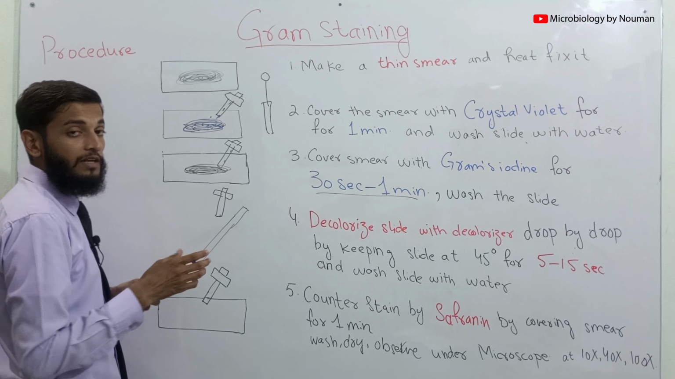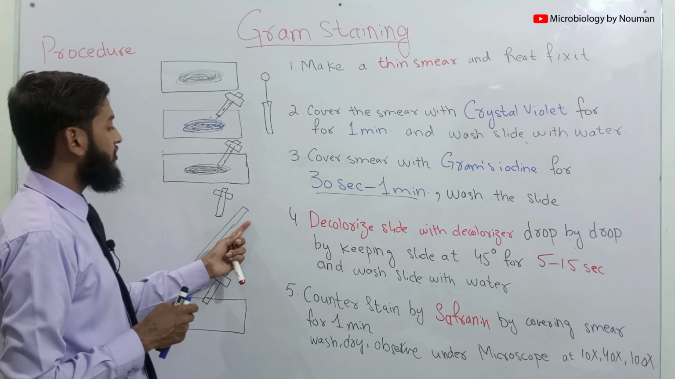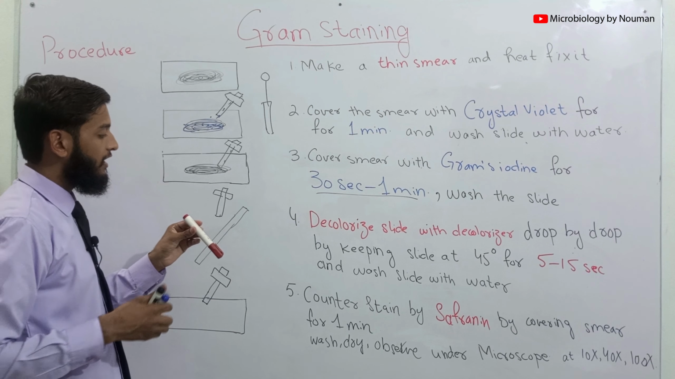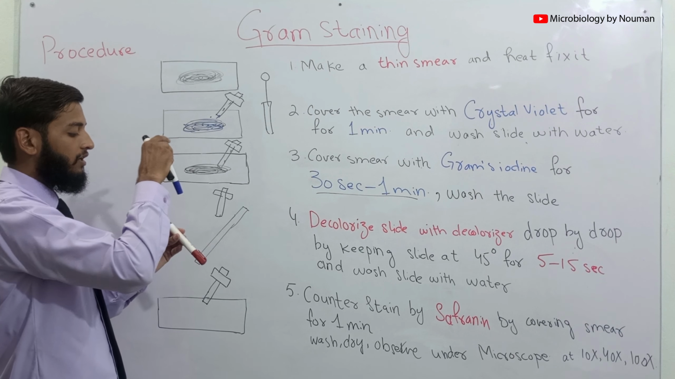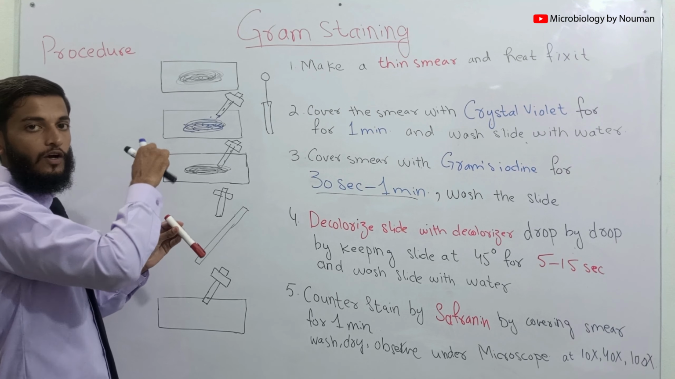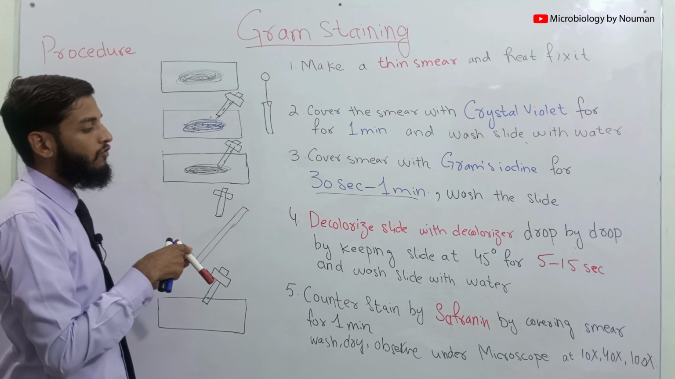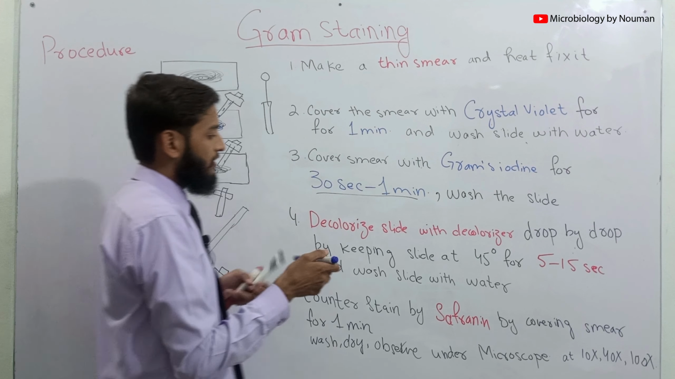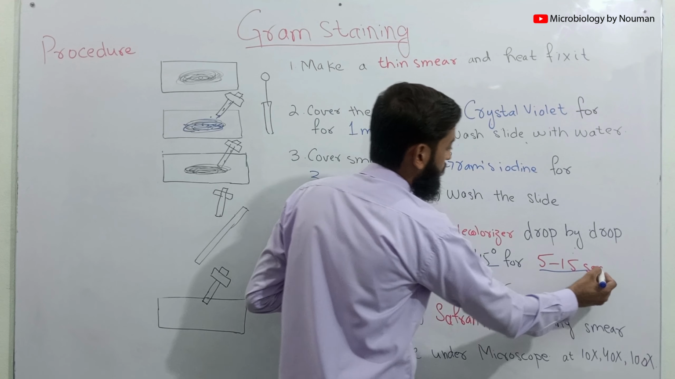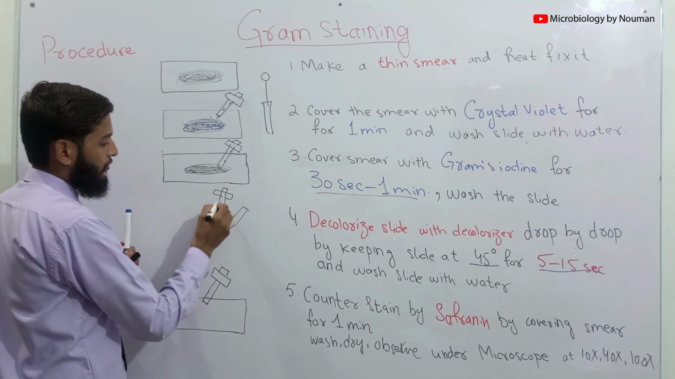Then the most important step of gram staining is decolorization. For decolorization, we will keep our slide at a 45-degree angle and we will put decolorizing solution drop by drop over the surface of the smear. We will apply this decolorizing solution for 5 to 15 seconds, right? So we're keeping our slide at a 45-degree angle and we will decolorize for 5 to 15 seconds, drop by drop over our smear.